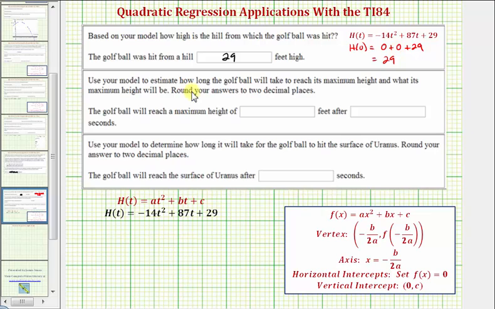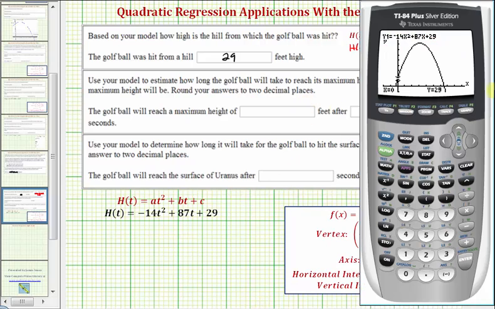Next, we're asked to use the model to estimate how long the golf ball will take to reach its maximum height and what its maximum height will be, and we're asked to round to 2 decimal places. So going back to the graph, we can determine both of these answers by determining the vertex, or this high point, of our quadratic function. Because it's a high point, we'll use the maximum feature of the calculator.